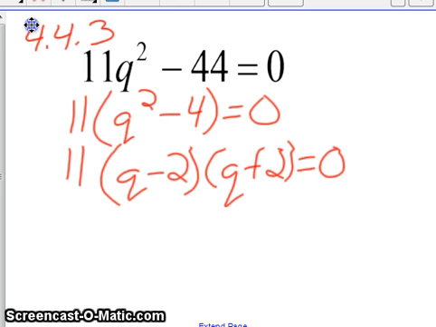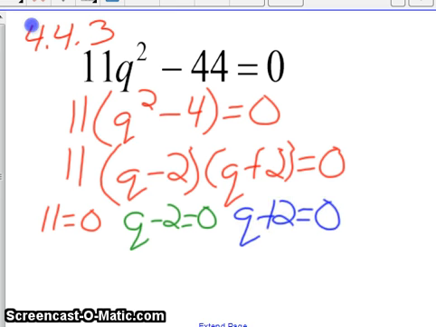Step 3 is to set my factors equal to 0. So I'm going to do 11 equals 0. I'm going to do q minus 2 equals 0. And I'm going to do q plus 2 equals 0. Does 11 equal 0? No, 11 does not equal 0. So this one out here is an erroneous solution. It doesn't work. It's fake. Okay? That happens sometimes. The other 2 equations I have to solve.